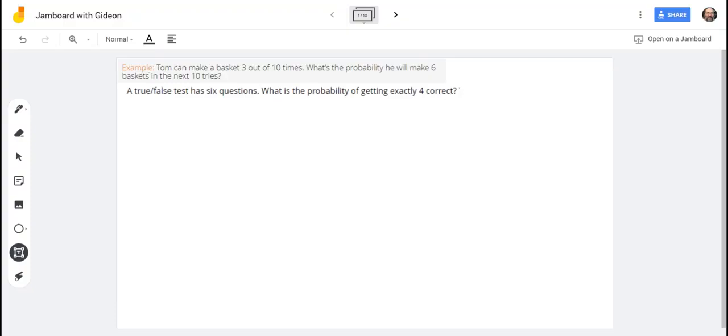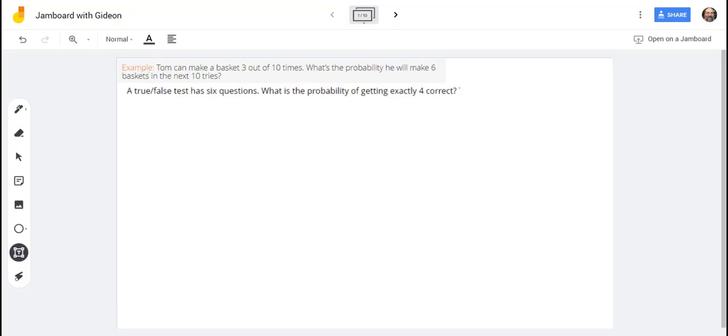Tom can make a basket 3 out of 10 times. That means Tom has a 3/10 chance of success. Focus on that. He has a 3 out of 10 chance of success. It says make a basket. We have to assume that means every single time, 3 out of 10, right? Success is constant, right? That probability doesn't change. And then the question becomes, what's the probability he'll make 6 baskets in the next 10 tries, right?